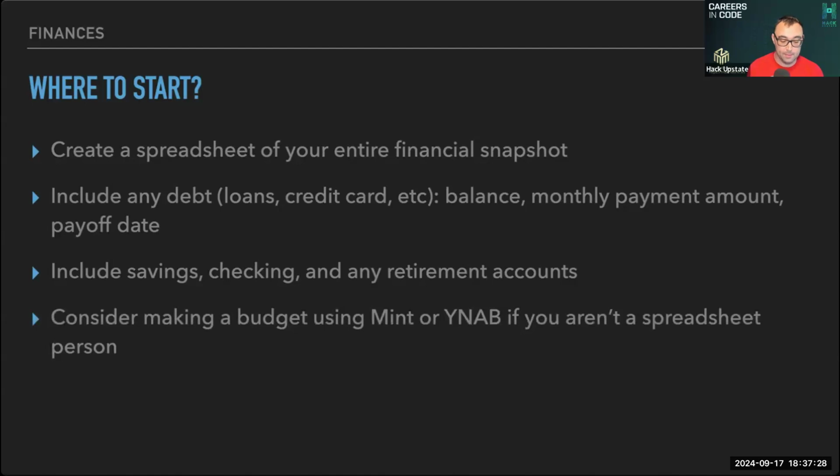And then consider making a budget. Mint is now unfortunately shut down by Intuit, so you can't use that. YNAB stands for You Need a Budget, which is a really popular tool. And then you can always do a spreadsheet, right? But having one document that has a summary of all of your accounts is really beneficial. Joe.